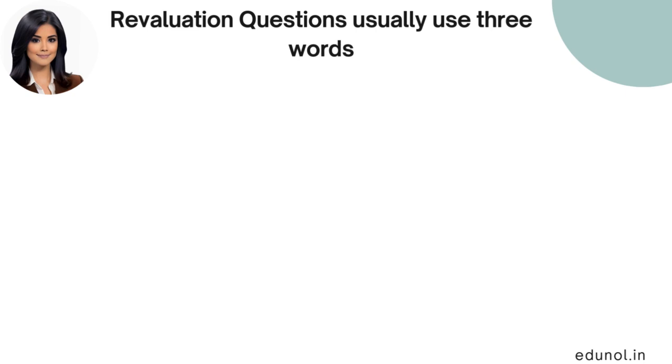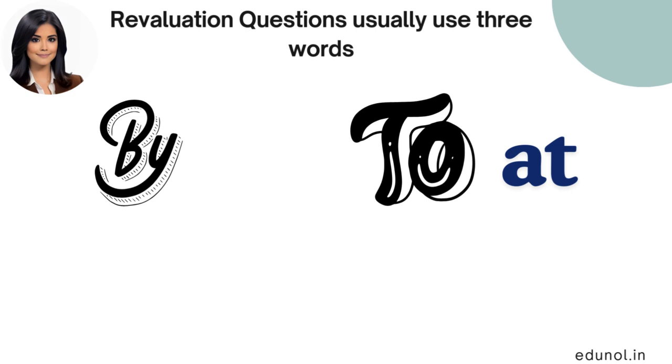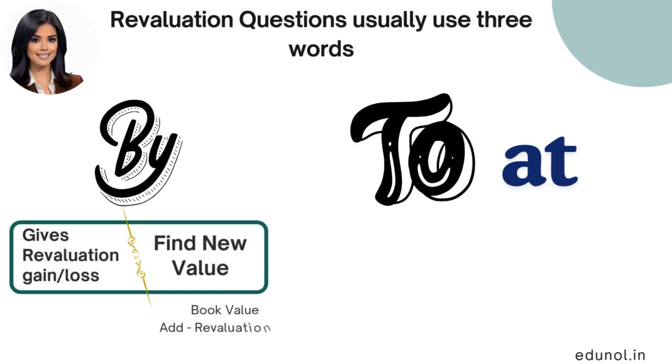Another important concept in revaluation questions is the usage of a few similar sounding words. Revaluation questions usually can use three different words: by, to, or at in the language of the question. If the language of the question gives by, it means the question has given the revaluation gain or loss. It has not given the new value of asset or liability. In such questions, we will find the new value of asset by a formula. The formula is book value, add revaluation profit or subtract revaluation loss, as the case may be.